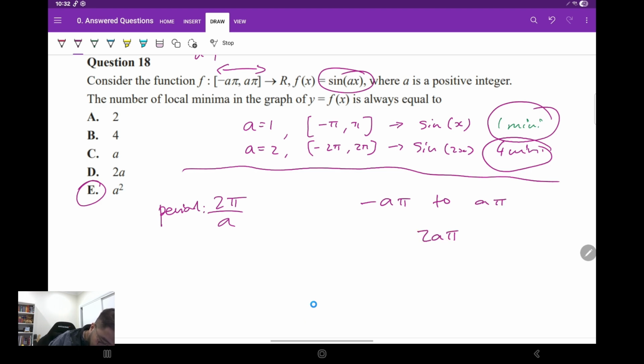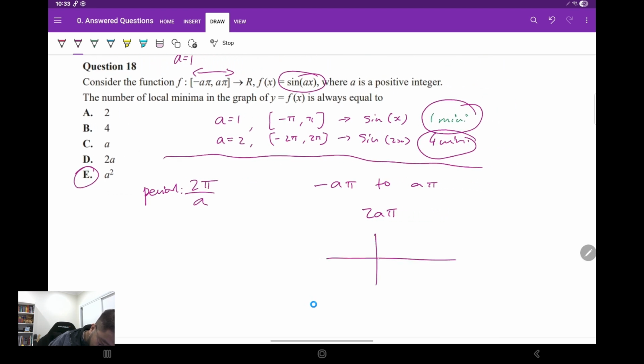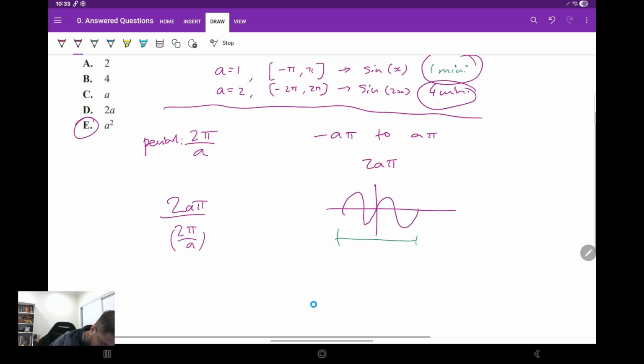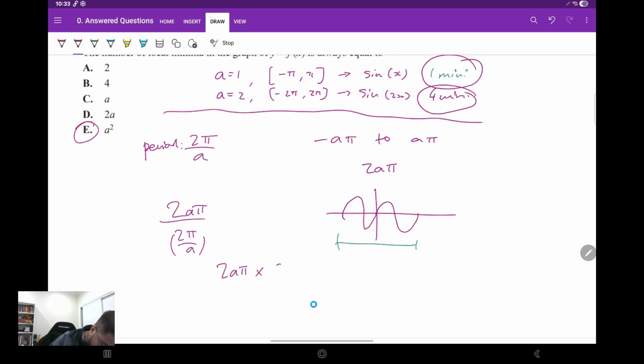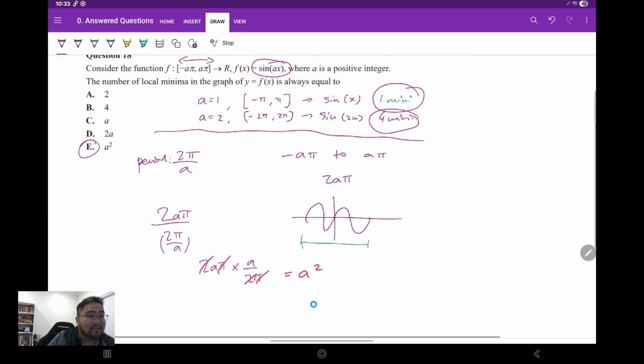So I guess if you've got a period that looks like this, and you're looking at the span of how long it's going to be, what we want to do is take the total span, which is 2a pi, and divide that by the period. In this case, it's 2 pi on a. And what we end up getting, if we keep change flip, is 2a pi times a over 2 pi. And if we cancel this out, we end up getting a times a, which is a squared. That's the alternative way to think about it.